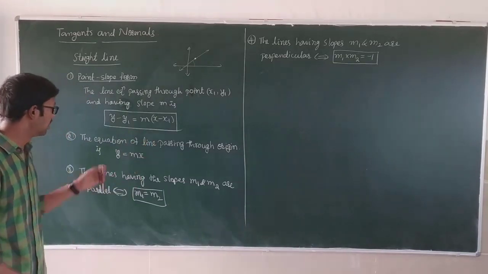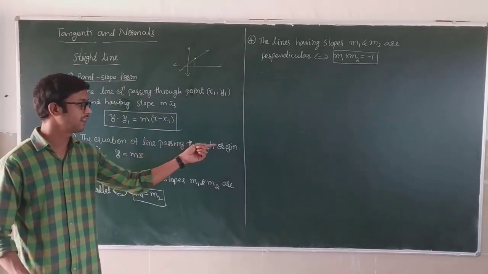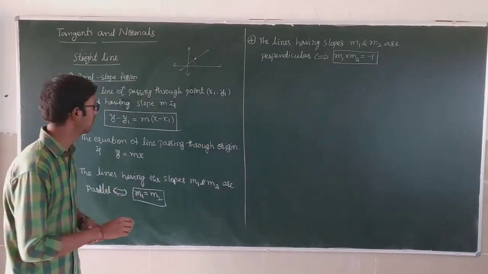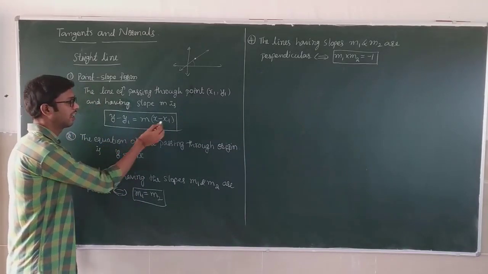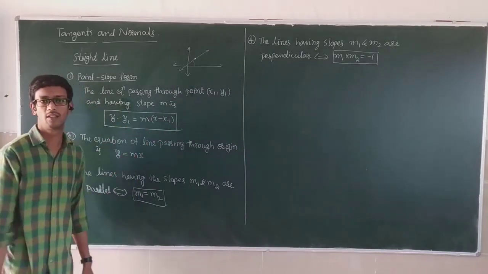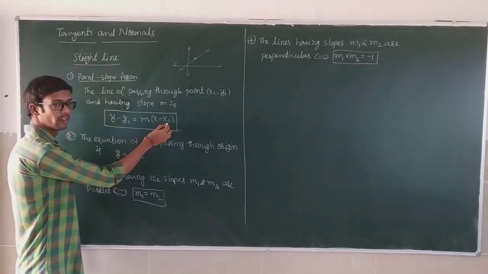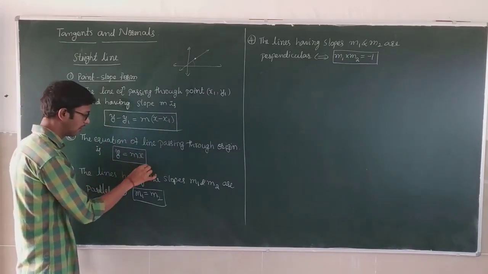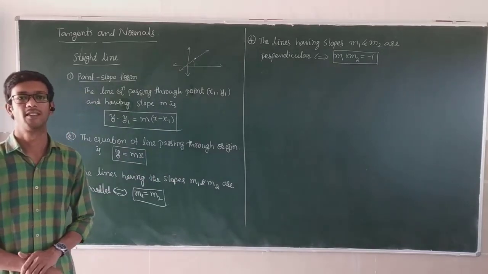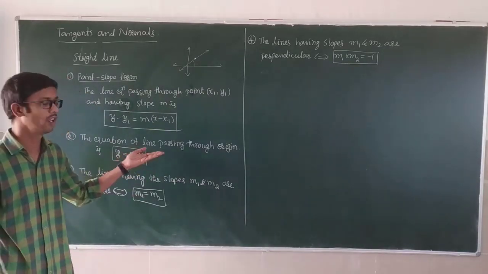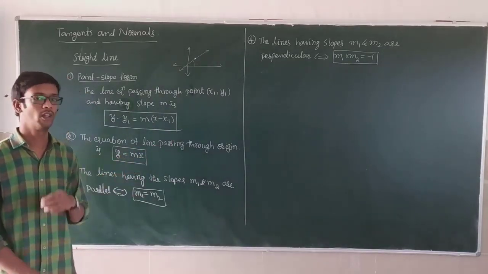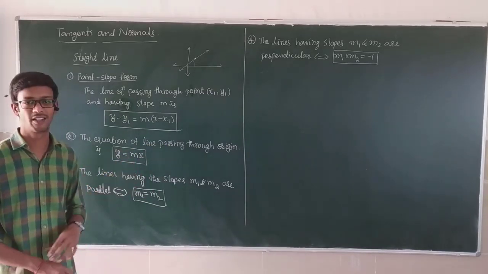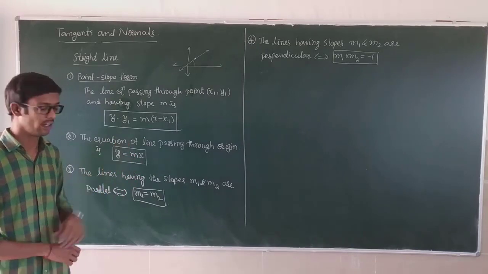Next, the equation of a line passing through the origin. That means the x1, y1 value will be 0, 0. If we substitute 0, 0 here, y is equal to mx. So this is the line equation passing through the origin having the slope m: y is equal to mx.